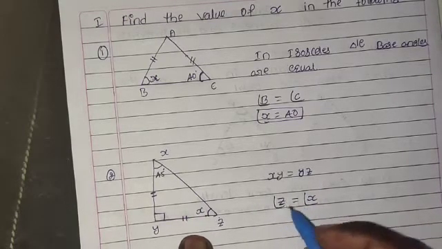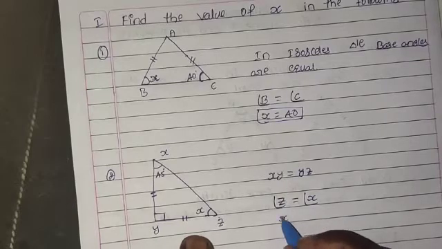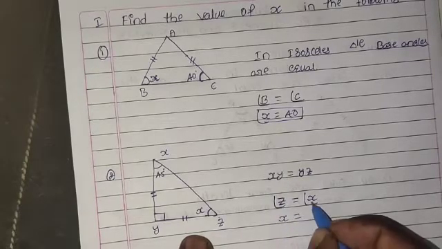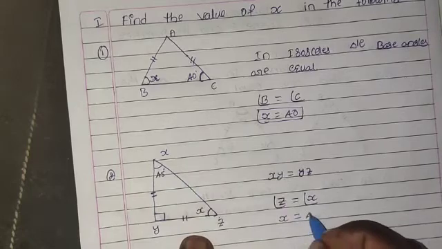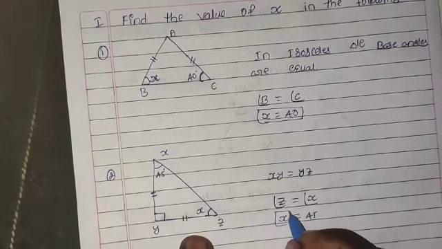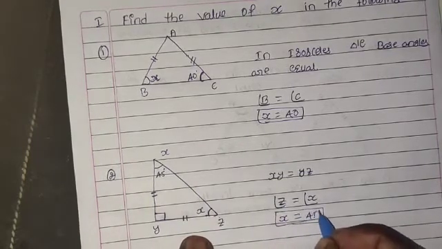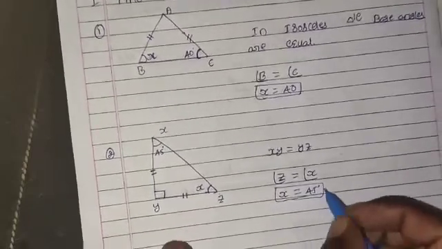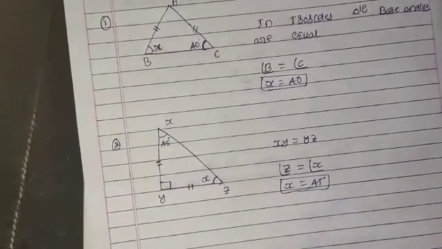Okay, what is the value of angle Z? We have to find out the value of X. What is the angle of X? 45. So angle X is equal to 45 degrees. Okay, 45 degrees, thus we find out the value of X.